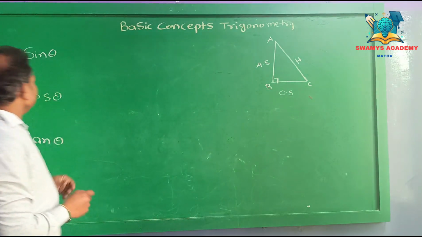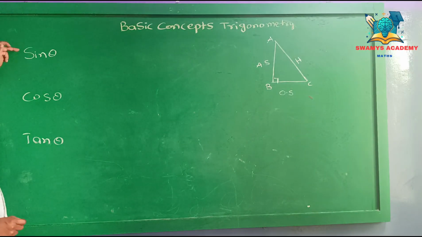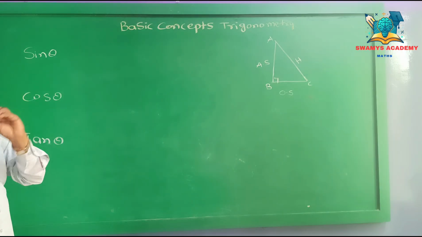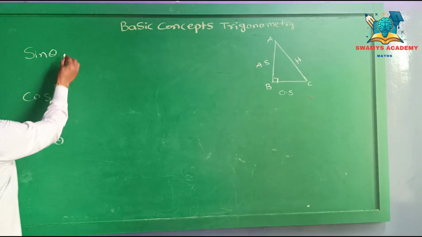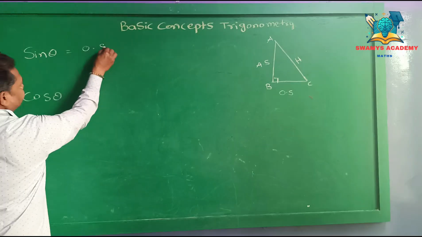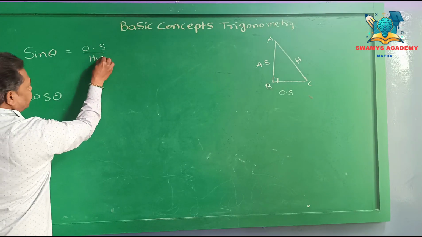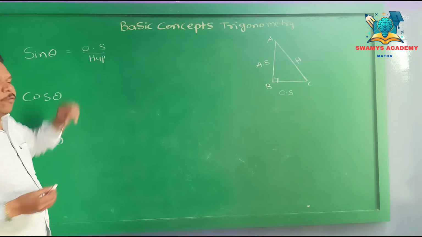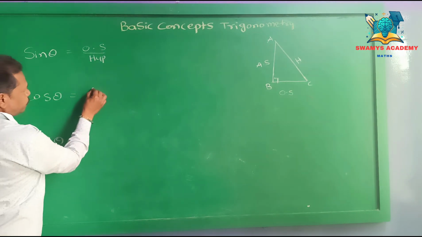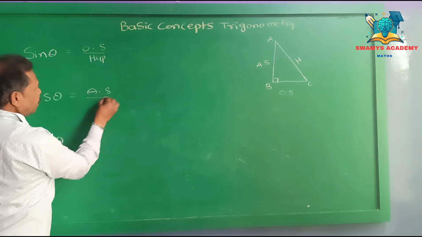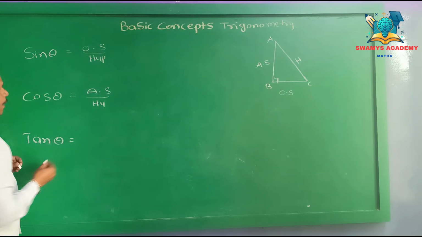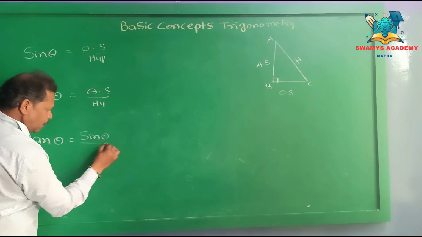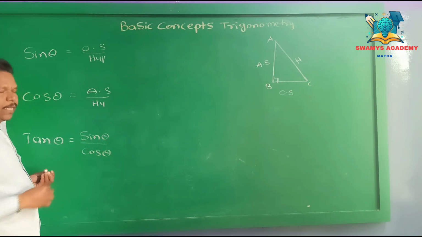Now, in the three trigonometric ratios, sin, cos and tan, we have basic fundamental concepts. Sin theta formula: opposite side by hypotenuse. Cos theta formula: adjacent side by hypotenuse. Tan theta formula is nothing but sin theta by cos theta.